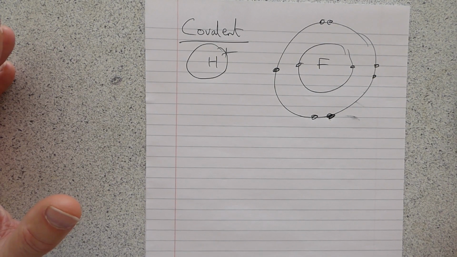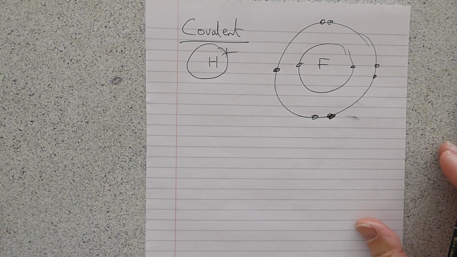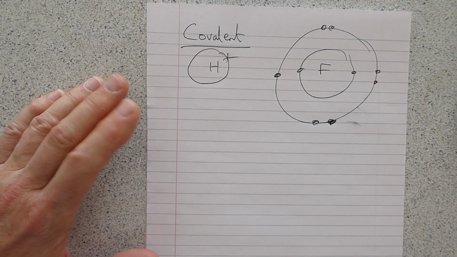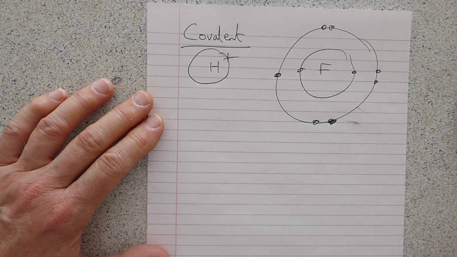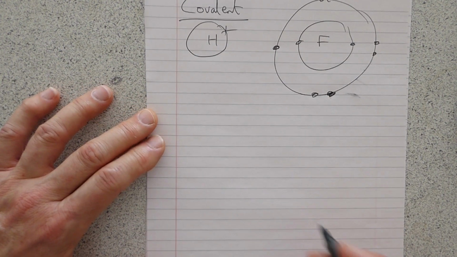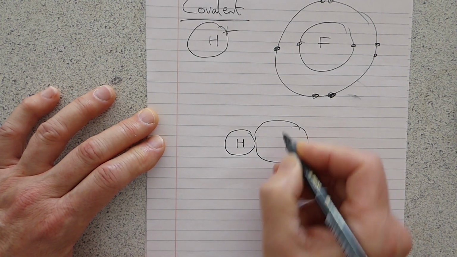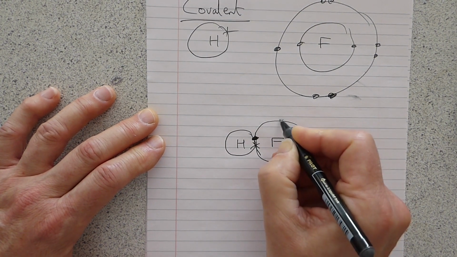2 non-metals, they both want to gain electrons, because non-metals gain electrons when they combine. They both want to gain electrons. How can they both gain electrons? How can fluorine gain an electron and hydrogen gain an electron? There's only one way they can do that, and that is by sharing their outermost electrons. I'm only going to draw the outer shell. Those 2 are meant to be overlapping.